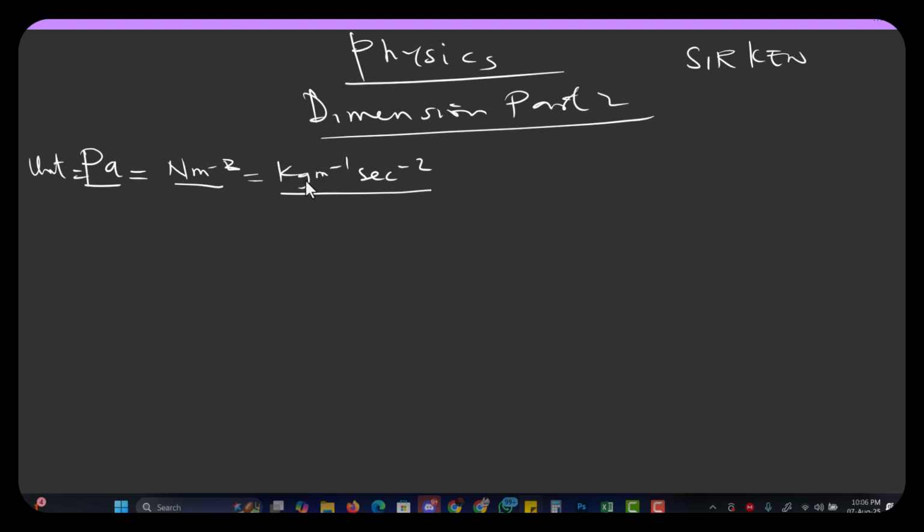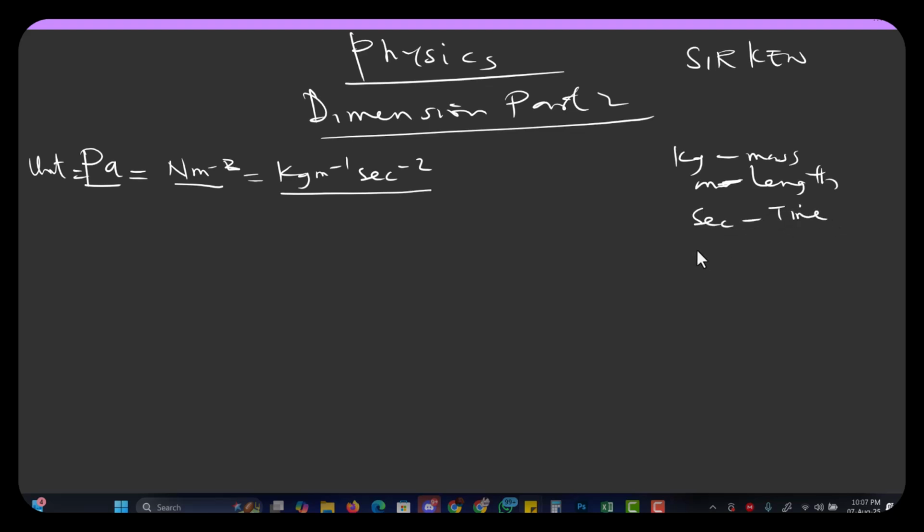Kilogram is a basic unit, meter is a basic unit, and second is a basic unit. Remember that the basic units we have are kilogram for mass, meter for length, and seconds for time. I'm just giving a recap. These are the basic units that we have.